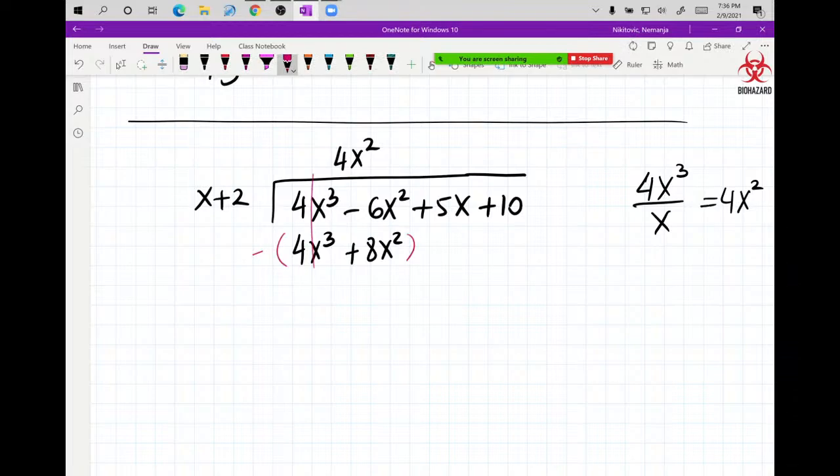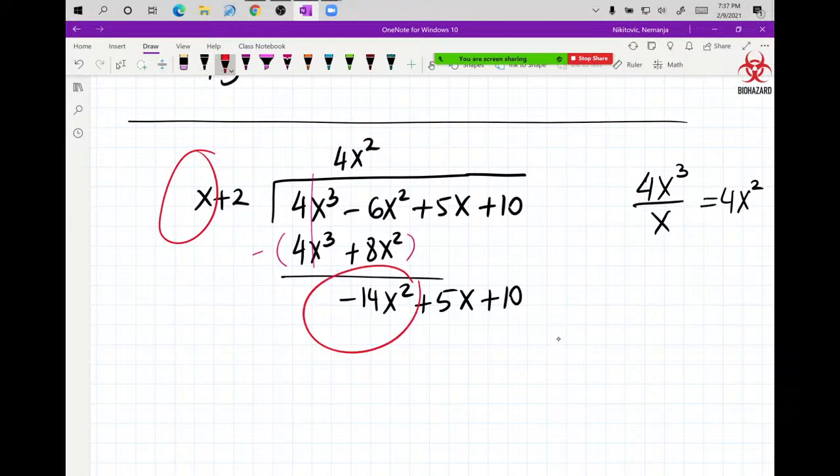So these guys will cancel. What's left? Minus 6 minus 8 is minus 14x squared. And you can drop all of them, or you can just drop the 5x. Doesn't matter. Because now you can look at this as a new problem. How many times x goes into negative 14x squared? Do that on a side.